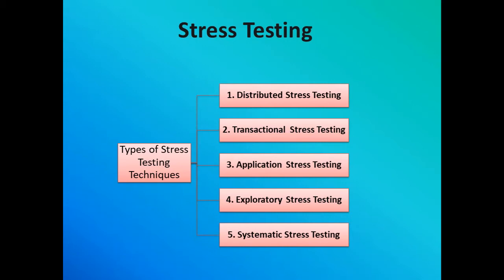The second one is transactional stress testing, which means, as the name suggests, transactions. This performs stress testing on the transactions that occur between the applications. The purpose of transactional stress testing is to fine tune and optimize the system. Then the third one is application stress testing, which is typically used to uncover defects linked to performance, network issues, and data blockages and locks. So this is application stress testing.